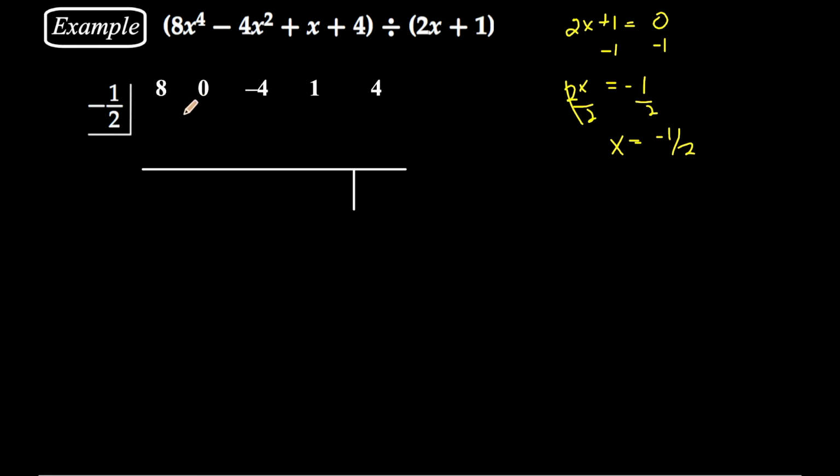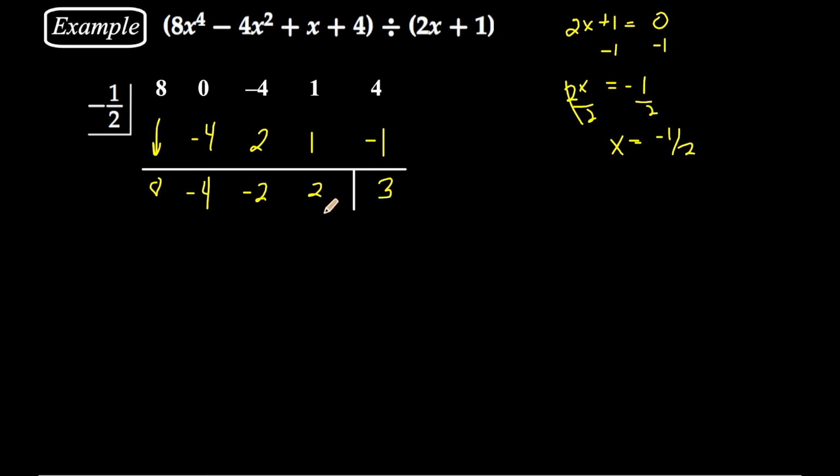So we always start by bringing down our first term, which is an 8. Half of 8 is 4, and it's negative. When we add, we get negative 4. Multiplying again, a negative times a negative is a positive. Half of 4 is 2. Negative 4 plus 2 gives us a negative 2. Multiply again, negative times a negative is a positive. Half of 2 is 1. Add these two terms together and we get a positive 2. Multiply, half of 2 is 1 and it's negative. 4 minus 1 is 3.